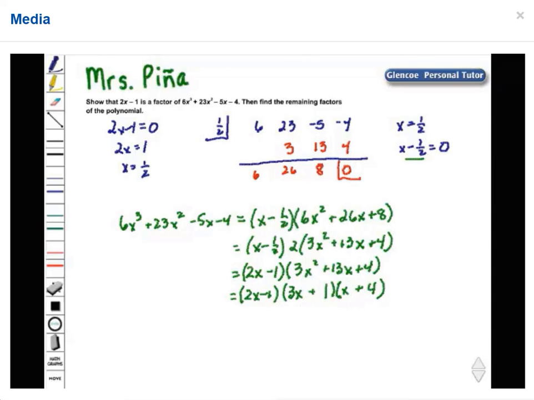So my final solution, when I find the remaining factors, it would be 3x plus 1 and x plus 4. So the other factors, other than 2x minus 1, are 3x plus 1 and x plus 4.